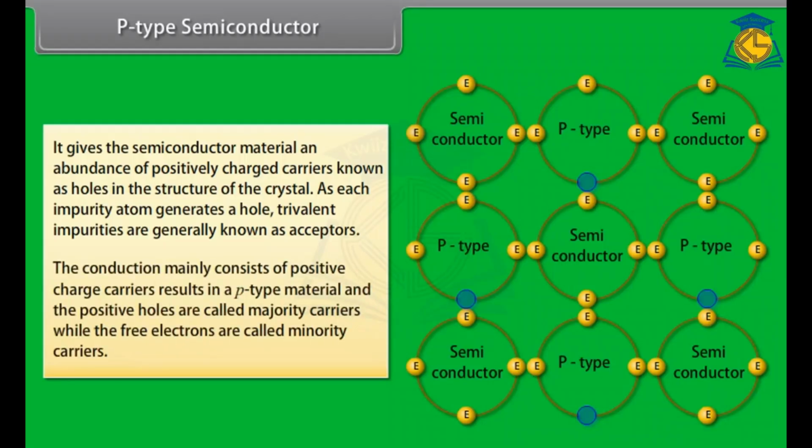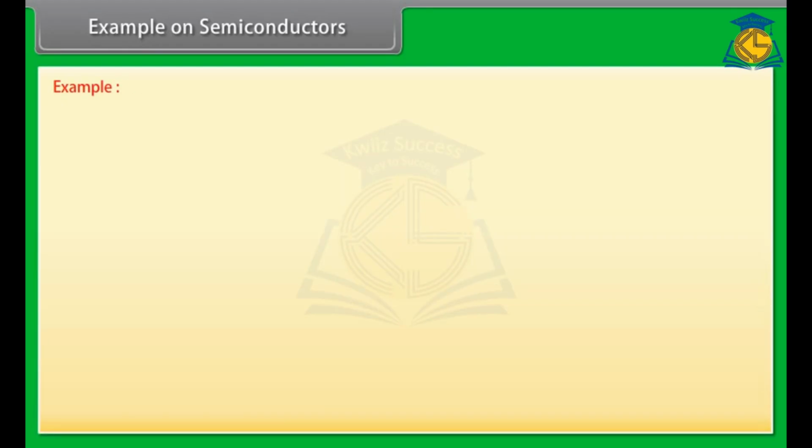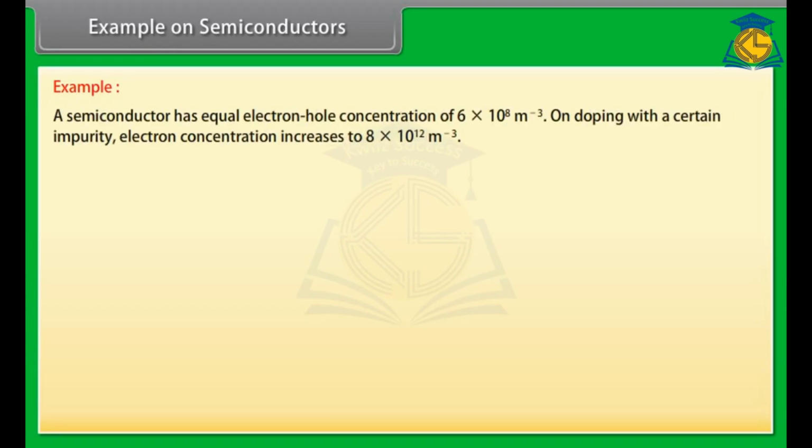The conduction mainly consists of positive charge carriers, resulting in a P-type material, and the positive holes are called majority carriers while the free electrons are called minority carriers. Example on semiconductors. Let's take an example on semiconductors. A semiconductor has equal electron-hole concentration of 6 × 10^8 per meter cube. On doping with a certain impurity, electron concentration increases to 8 × 10^12 per meter cube.